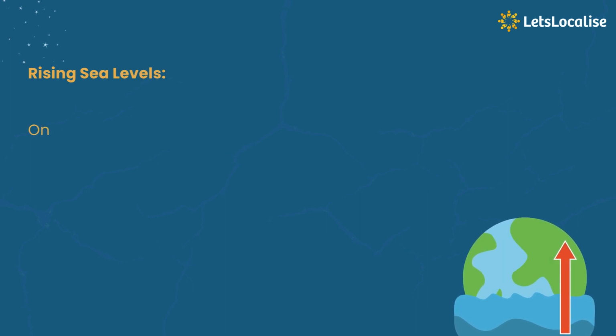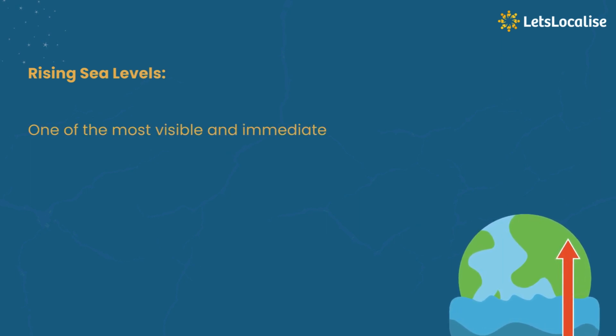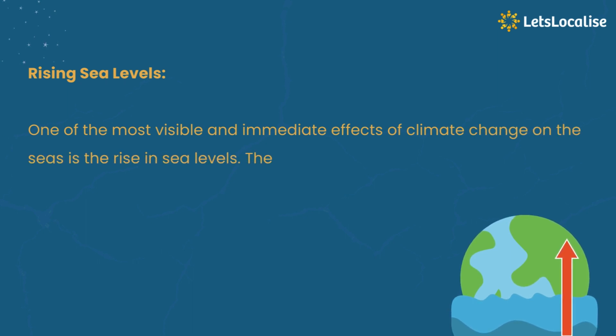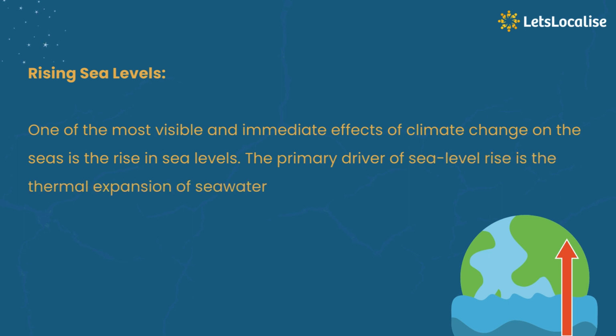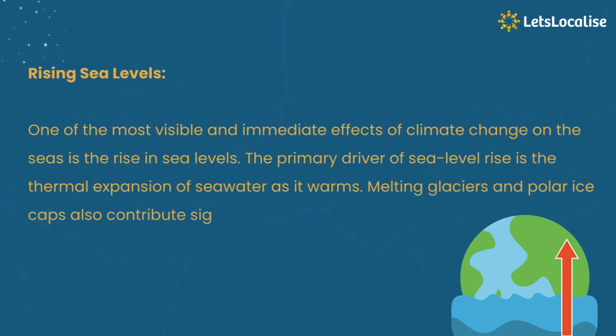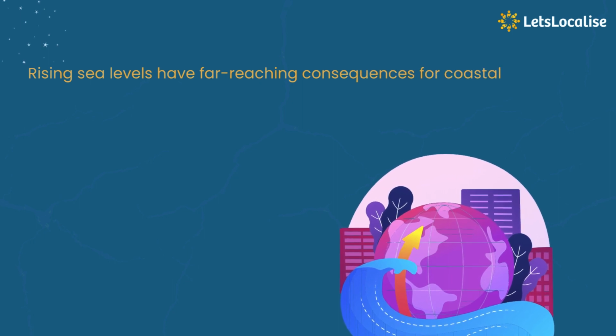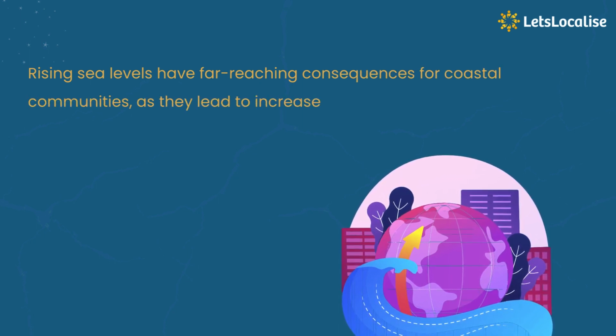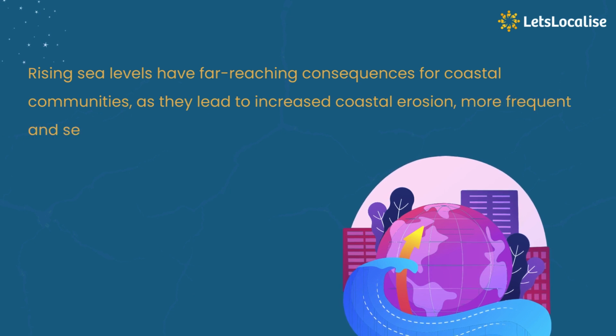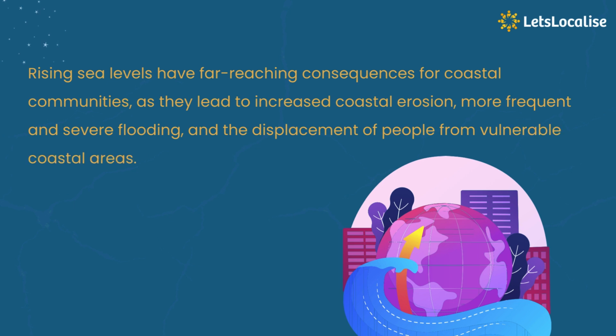Rising sea levels. One of the most visible and immediate effects of climate change on the seas is the rise in sea levels. The primary driver of sea level rise is the thermal expansion of seawater as it warms. Melting glaciers and polar ice caps also contribute significantly to this phenomenon. Rising sea levels have far-reaching consequences for coastal communities as they lead to increased coastal erosion, more frequent and severe flooding, and the displacement of people from vulnerable coastal areas.